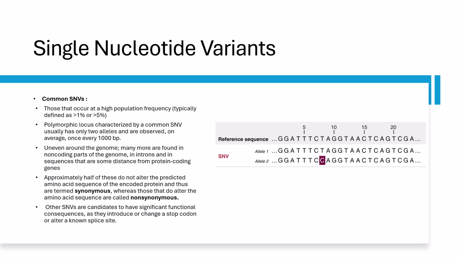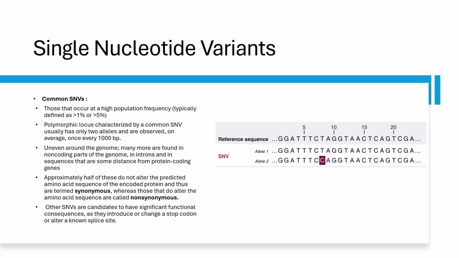So single nucleotide variant, as the name implies, happens at the level of a single nucleotide. This is an example where, in the reference sequence in allele 1, the T is changed to C at position number 8. The common SNVs happen at a higher population frequency, more than 1% of the population, and can happen anywhere in the genome, but many are found in non-coding parts of the genome, such as introns, or sequences that are distant from the protein coding genes.